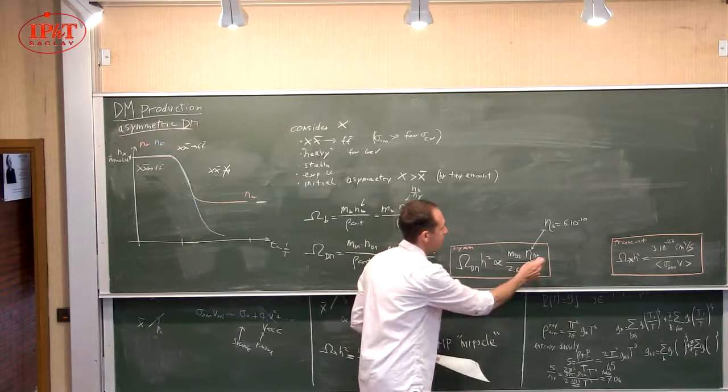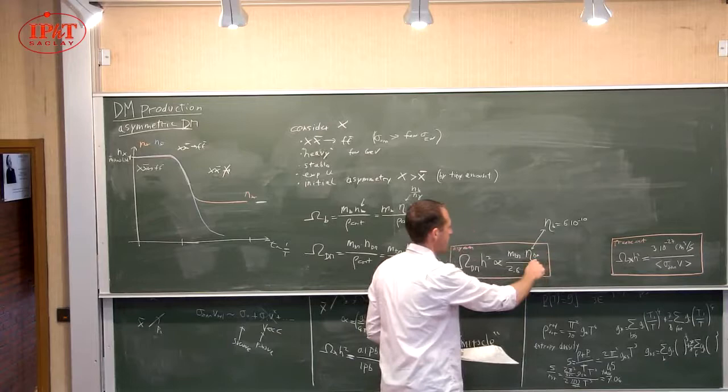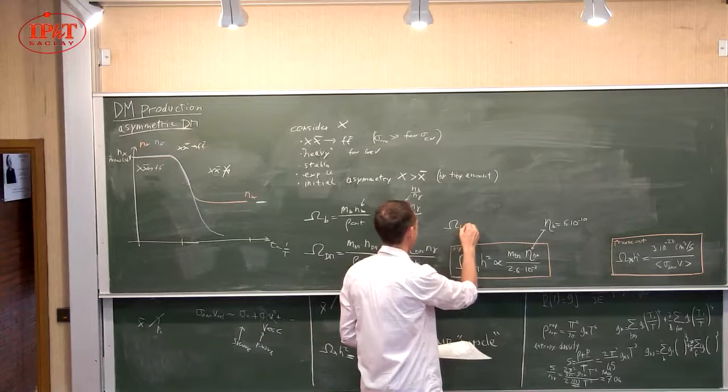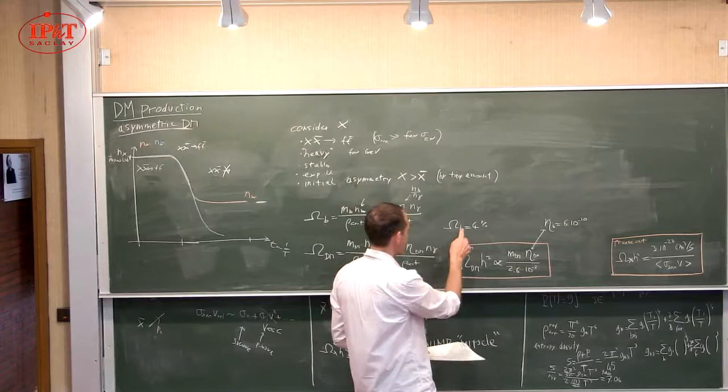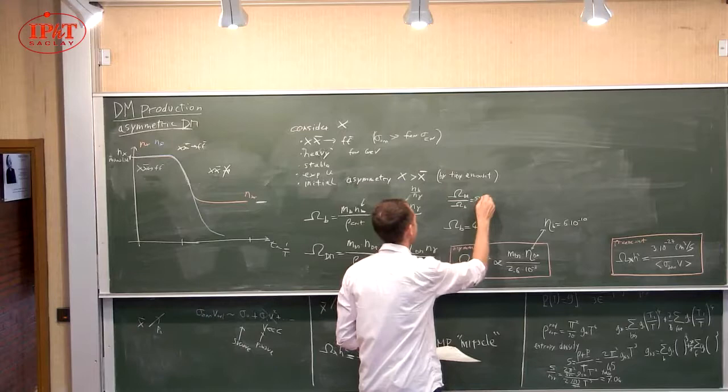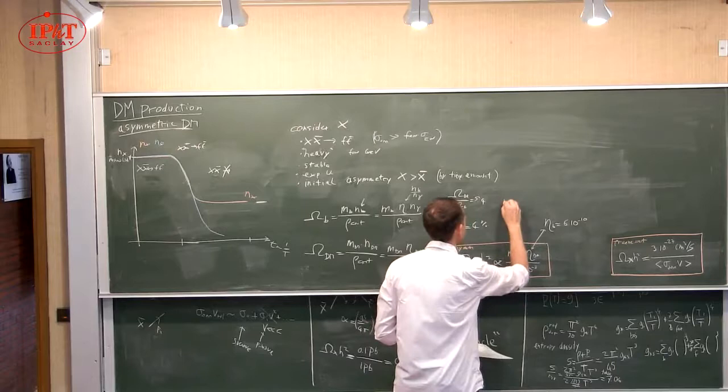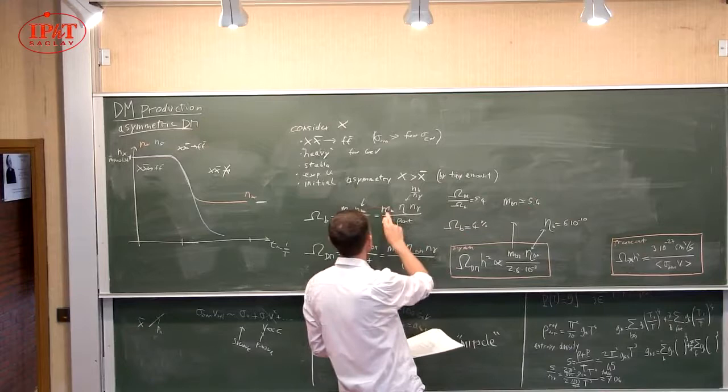So if these are the same number, then you have a prediction for the mass, right? Because we know that omega baryon is 4% in cosmology, and we know that omega dark matter is 26%. So the ratio between them, as I wrote the first day, is 5.4, if I remember correctly. And so you have a prediction that the mass of the dark matter, in this case, should be 5.4 times the mass of the baryon, so essentially the mass of the proton, so essentially GeV.